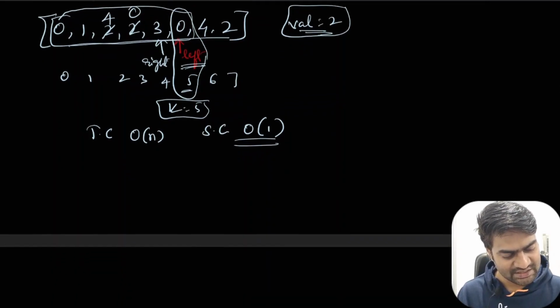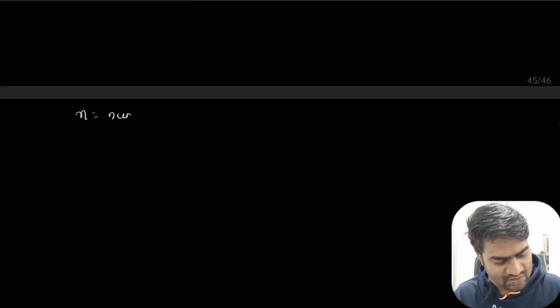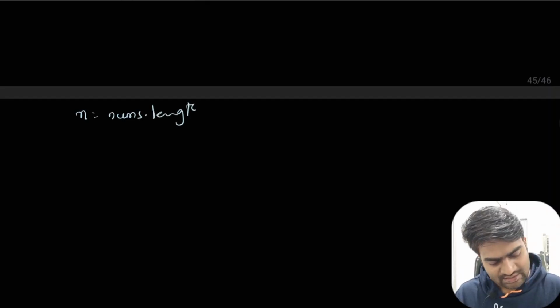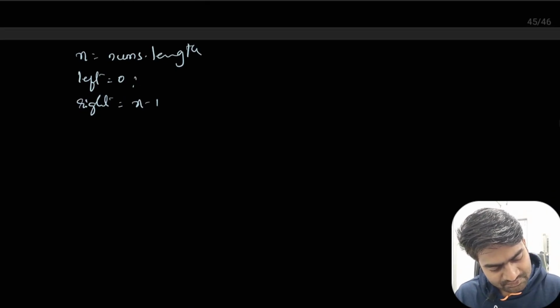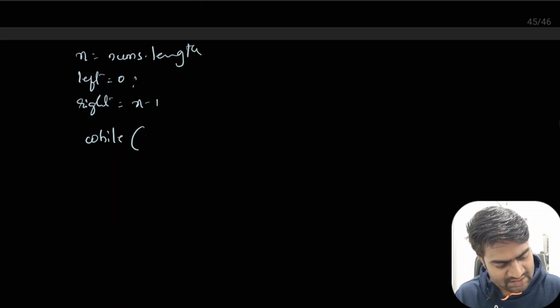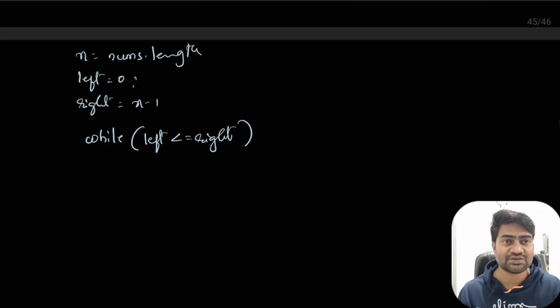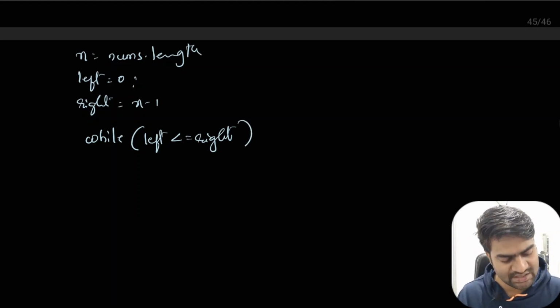So let us try to write the pseudocode for that. Now what I will do, I will take n equal to nums dot length, then left equal to 0 and right equal to n minus 1. Now I will use a while loop, not a for loop, while left is less than or equal to right. So basically our left pointer should cross the right pointer. That's when we stop.